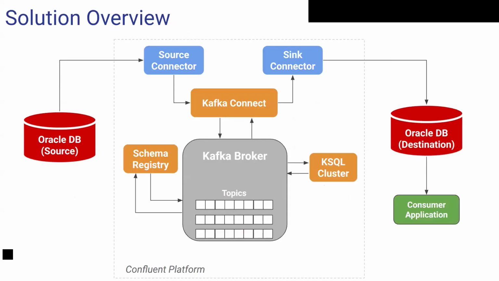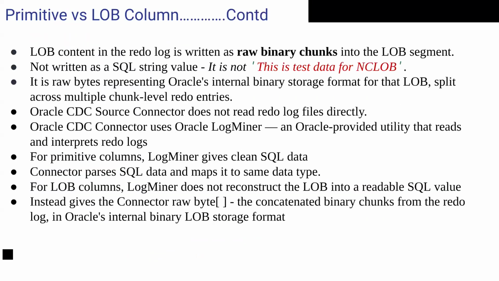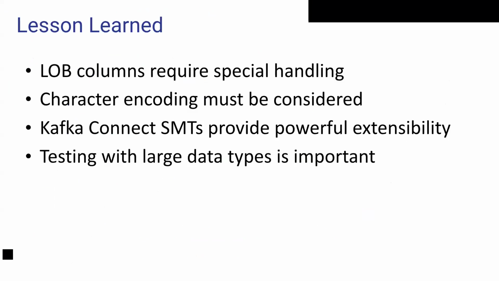Okay, so I will move on to the last slide. As I said, what we learned from this is, whenever you have LOB columns, they need to be studied properly. You need to understand how the message is published in the Kafka topic. Are you getting it in the same way or not? Then analyze it and also consider the character encoding, which is very important, because if it's an NCLOB, it is going to be UTF-16, but if it's a CLOB, it is UTF-8 and you don't need to do anything.